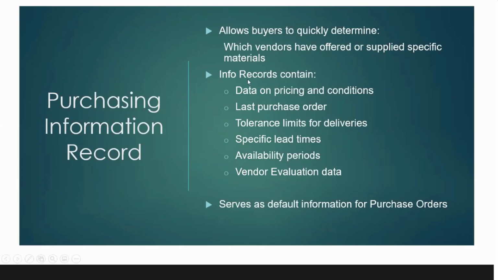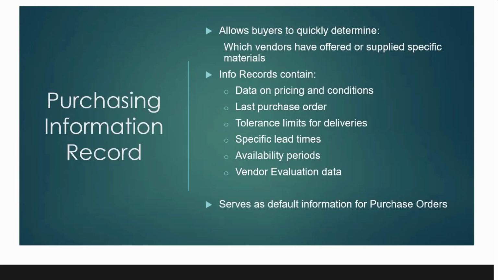And also you should have an exercise on how to create purchase info records using quotation, I think. The purchase info records allow the buyer to quickly determine which vendor has offers for specific materials, because you put information about the vendor and the material. And here you can put data on the pricing and conditions. By the way, conditions is the detailed pricing, where you can have the net price or the gross price, discounts, the taxes, and so on.